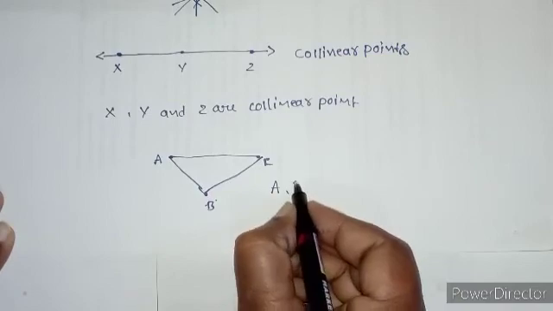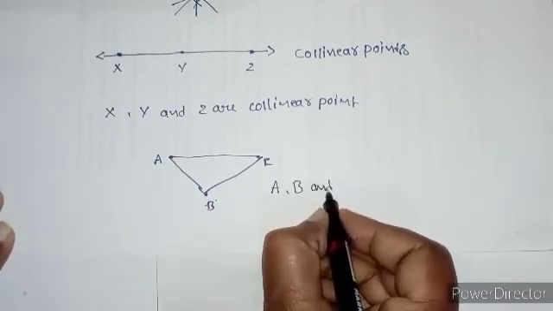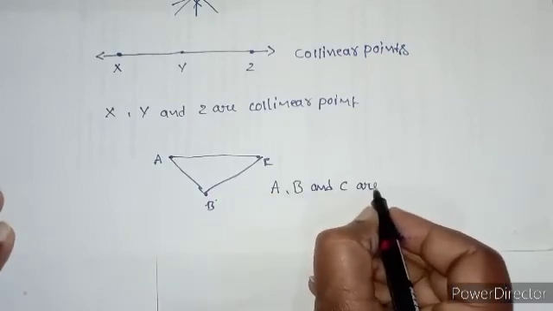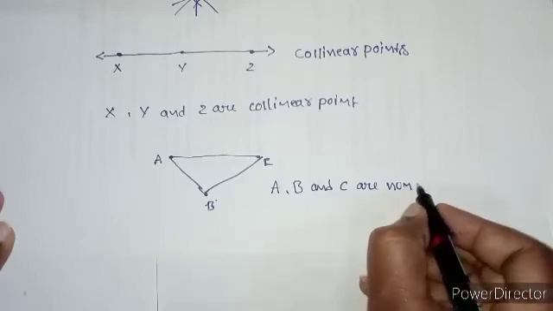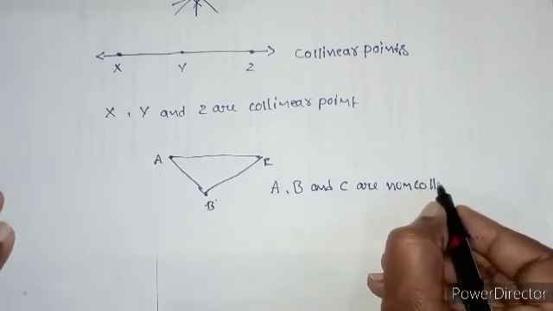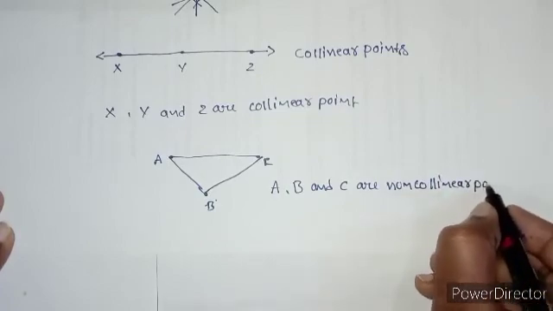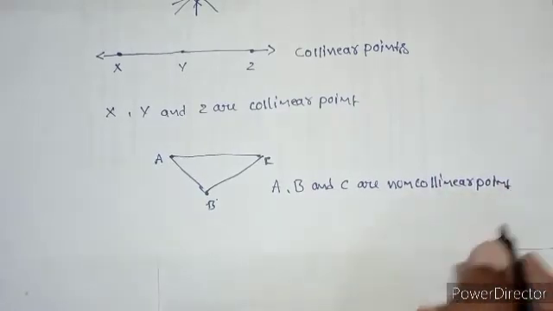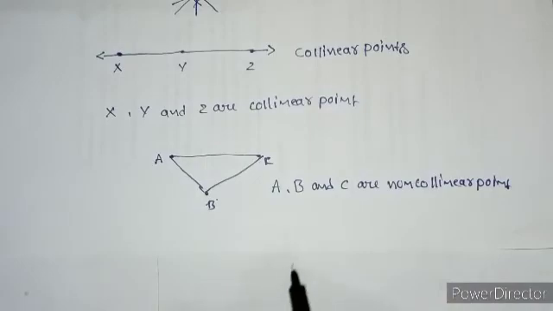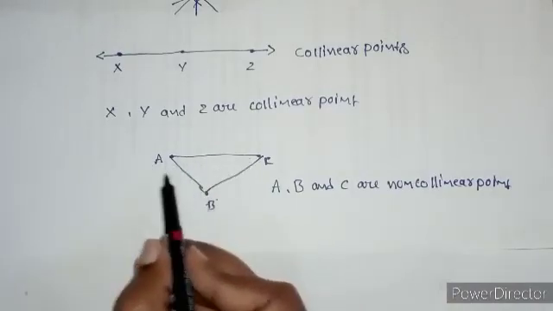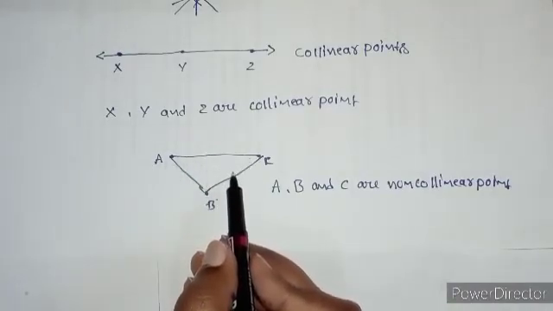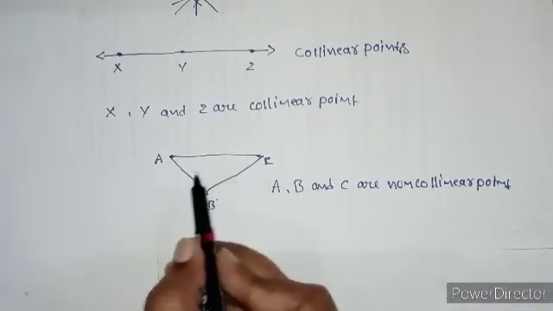A, B, and C are non collinear points. Three points not lying on the same straight line are called non collinear points.